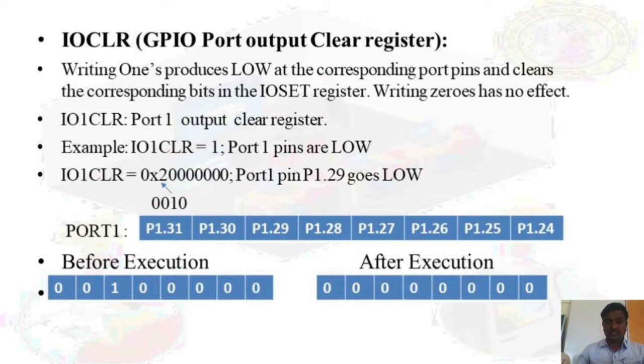The example here, IO1CLR equal to 0x2000000, that is, port 1 pin P1.29 goes low. 2 can be written as 0010. Here before execution, port pin P1.29 is 1. After execution of the IO1CLR instruction, the value of P1.29 becomes 0. This is as shown in the figure.